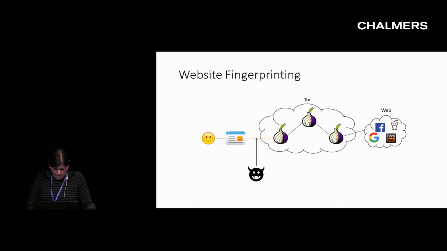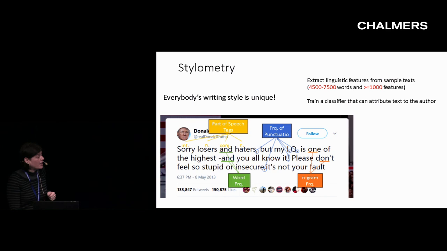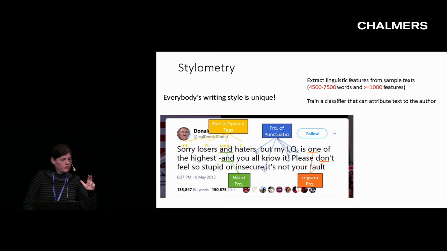Okay, I'm gonna skip website fingerprinting, just stylometry and conclusions. As I said, you can also be identified by your writing style. Everybody's writing style is unique. Basically what you do here is extract linguistic features from text. You need about 7,000 words to extract the features, and the features you extract are like use of function words, punctuation, use of synonyms, n-grams, and all of that.